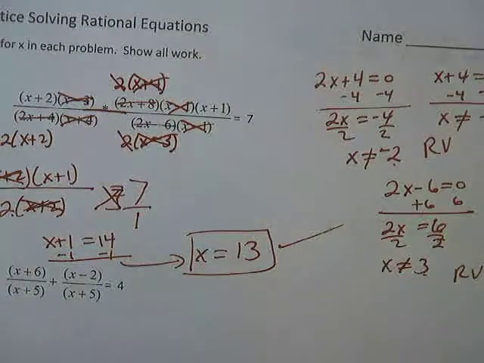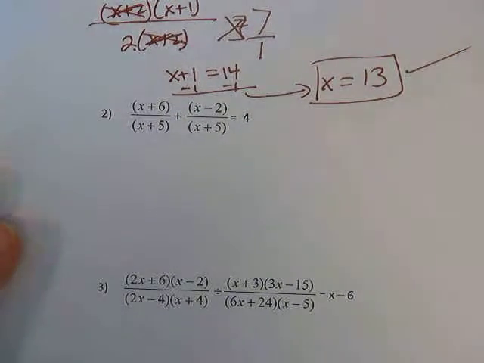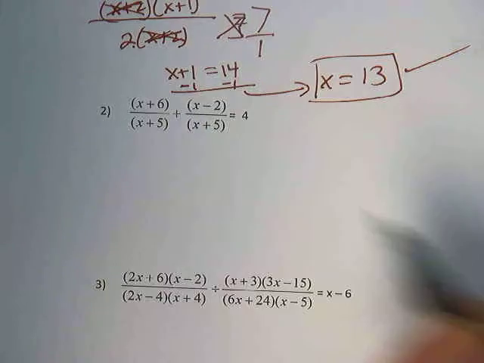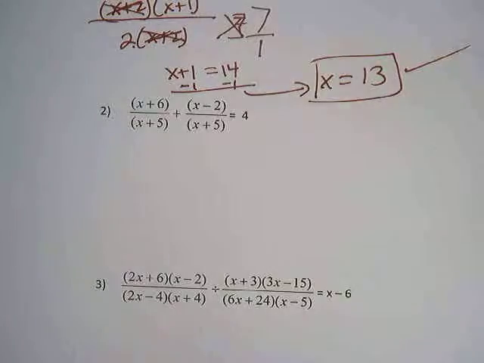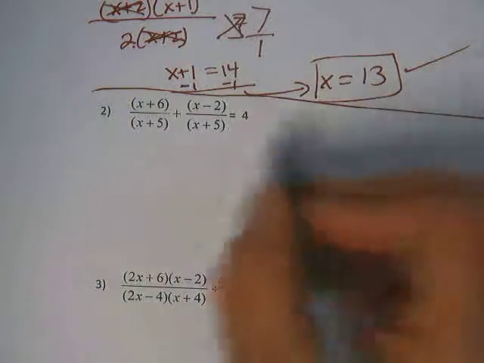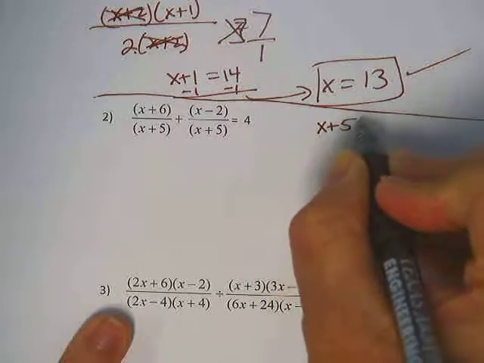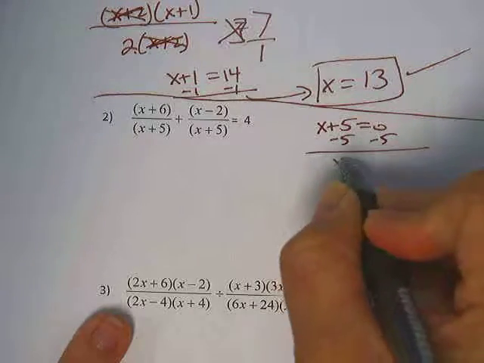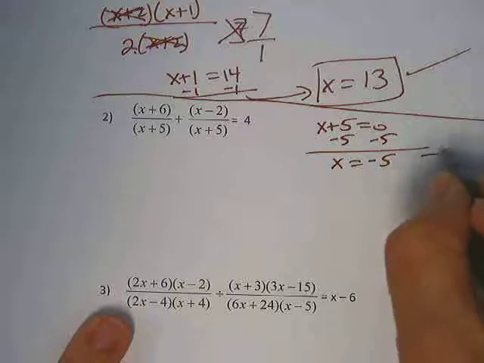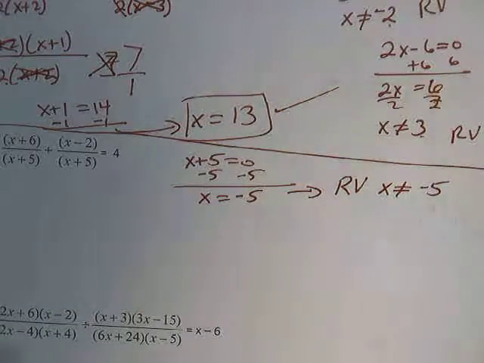Okay, so let's take one more problem. Let's take a look at number 2. And this time we're adding. So when we add, we must have a common denominator, which we do. Let's draw this line so you can stay. And I also need to check my restricted values. So x plus 5, we set that equal to 0. Solve for x. We get x is equal to negative 5. So that means our restricted value, x cannot equal negative 5. Any other number is fine.